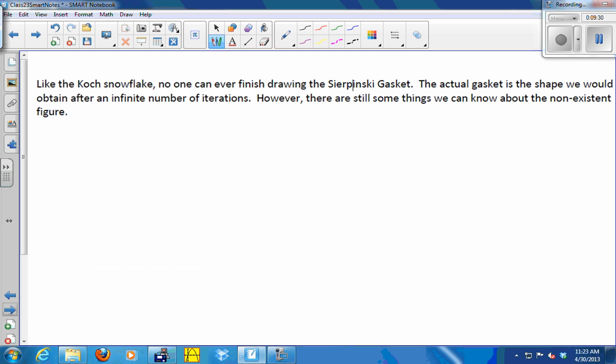Like the Koch snowflake, you can't ever finish drawing the Sierpinski gasket. It's an infinite object. The actual gasket is the shape that we would obtain after an infinite number of iterations. So it can only exist theoretically in our brains. You can't ever create this thing. We can only create approximations. But despite the fact that it can't ever exist in the real world, there are things that we can know about it for sure. Even though we can't draw it, we can know some things about it even though we can't actually measure them.